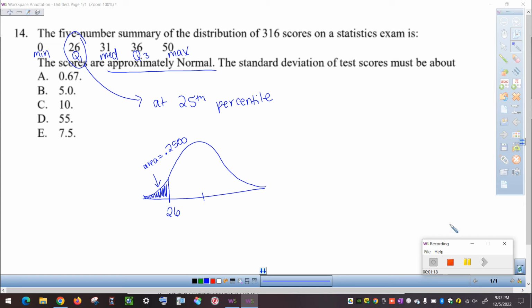So one thing we know that relates to this picture of the normal curve that could get us to our standard deviation is the formula for finding a z-score. We learned in Chapter 2 that a z-score is the value minus the mean divided by the standard deviation. So let's see if we can find what z-score corresponds to an area to the left of 0.25.